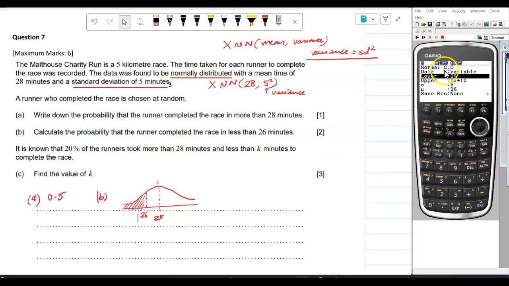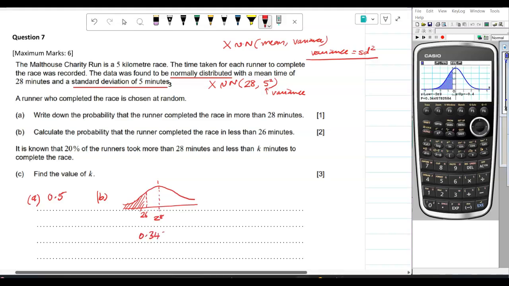How do you find that? So what is the lower value? Very low value, minus 10 to the power 10. Upper? 26. Standard deviation and mean are the same as before. So what's your answer? 0.345. Now you know one thing, if you go down, it graphs it also. Follow? Yeah.